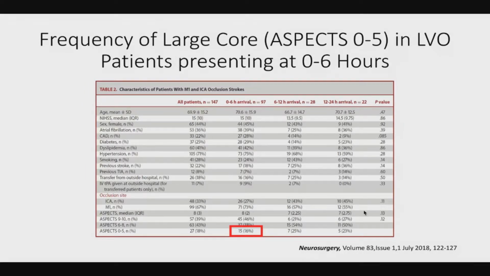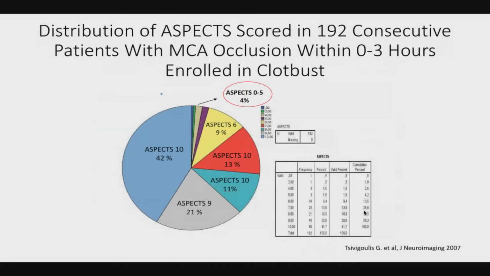So only 16% will present within the first 6 hours with a large core infarct. So are we willing to harm the remaining 85% of patients just so we can identify those 16% of patients? What about in the first 3 hours? That percentage goes even further now. There's only 4% of patients who present with a large core infarct within the first 3 hours.